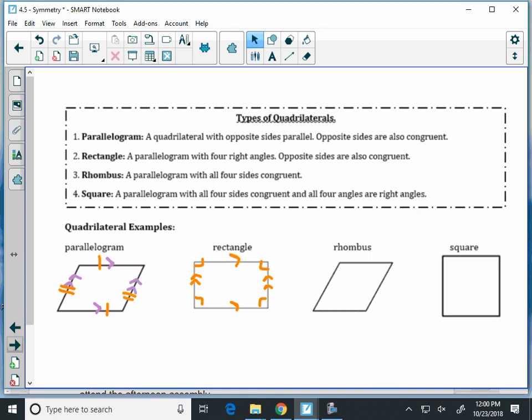And just like a parallelogram, the opposite sides are also the same. So all 4 angles are the same, and opposite sides are the same. A rhombus, what makes a rhombus special, it's also a parallelogram, so opposite sides are not going to touch. But what makes it a rhombus is that all 4 sides are congruent. All 4 sides are the same. But just like a parallelogram, all 4 angles are not the same.